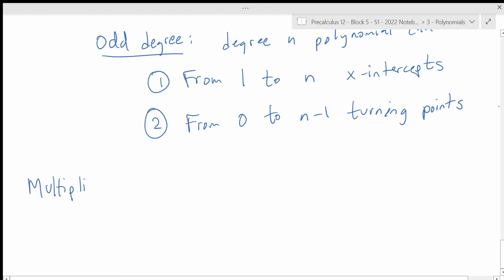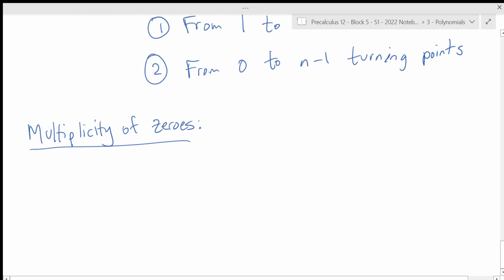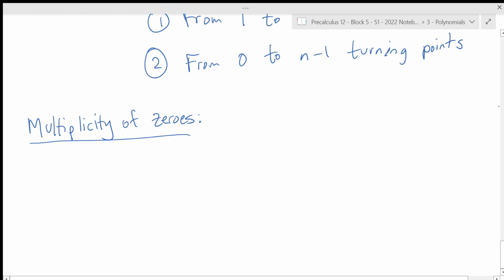Okay, last thing we're going to talk about is multiplicity of zeros. So this lesson is basically a big information drop. In the next lesson, we're going to be looking at how we take all this information and use it to actually graph some polynomials. Okay, so let's take a function. This one is easier to show with an example. So if we have f of x equals (x minus 2) cubed, (x minus 1) squared, times x, okay?